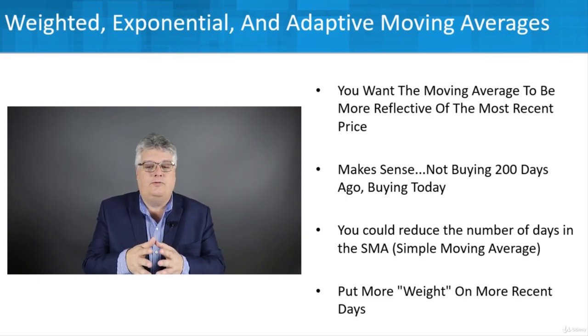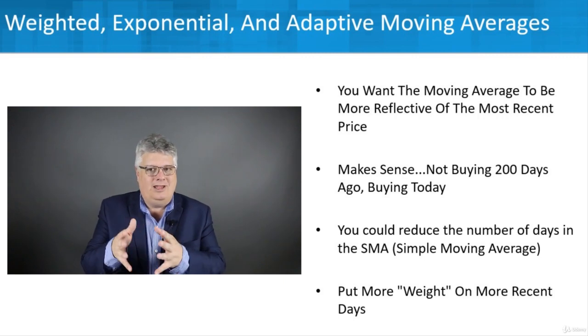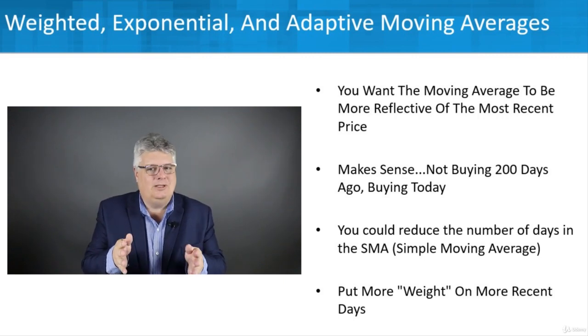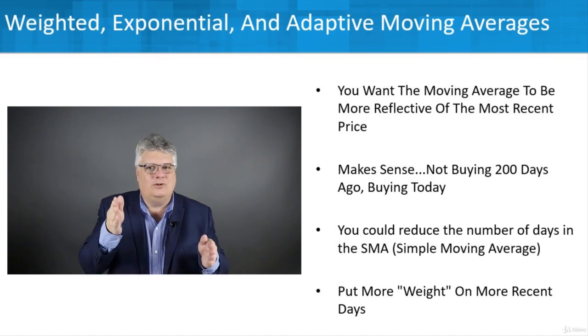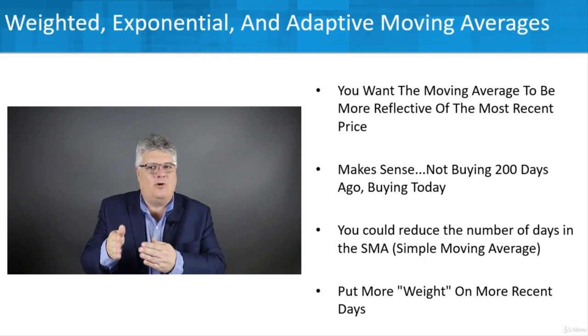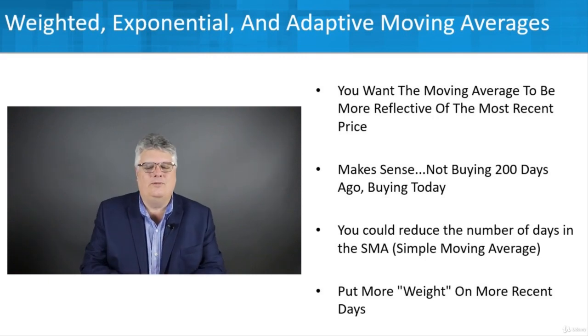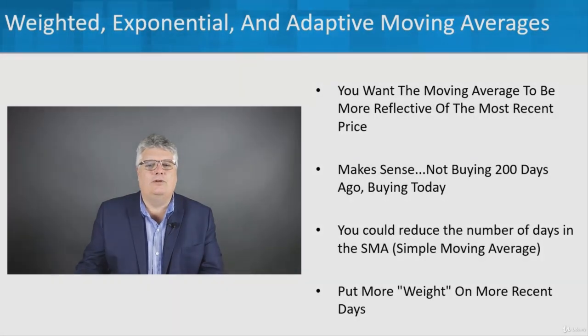One is you could just reduce the number of days in the simple moving average. A 10-day simple moving average gives more weight to 1/10 versus, let's say, a 50-day moving average where it's 1/50th. So you'd have more weighting toward the more recent pricing. But you can also use moving averages that intentionally put more weight on more recent days. That's what we're going to talk about here, moving averages that you can choose to use if you want to put more weight on recent prices, which makes sense.